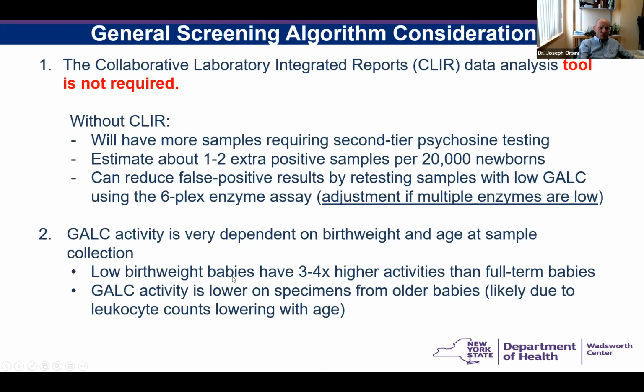But what we observed very early on is that low birth weight babies have activities that are about 3 to 4 times higher than normal full-term babies. We also noticed that the GALC activity is lower in specimens from older babies. Say we get the first specimen from a baby who is a week old, because maybe it was a home birth and there were delays in taking the specimen. We notice those are almost always lower activity than a sample taken in the newborn period. Or if we get a repeat specimen, the GALC activity is lower. So that's something that can cause false positives if you're just looking at GALC activity alone.